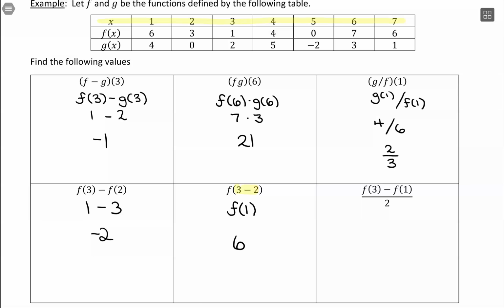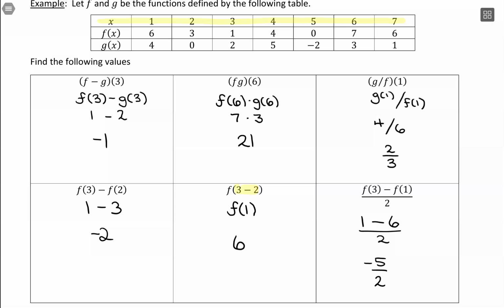f of 3 minus f of 1, all over 2. So f of 3 would be 1, and then minus f of 1, which is 6, all over 2, which would be negative 5 halves.